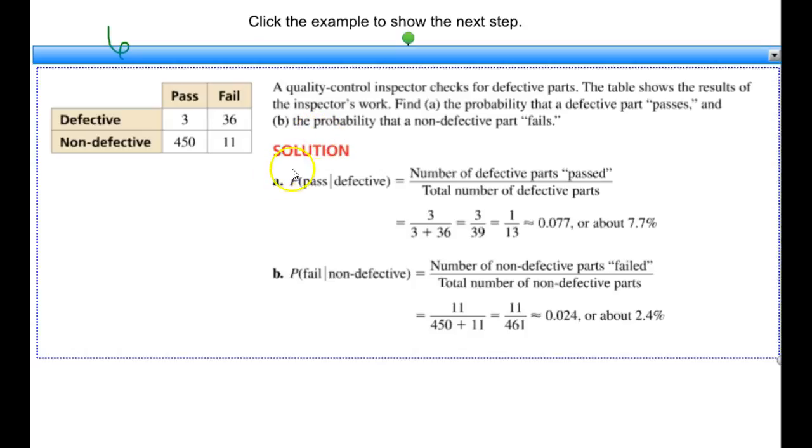So I always want to look at specifically what pieces of data I am looking at and which pieces of data I am comparing, right? Because I'm not comparing everything in this whole chart to each other. First, I'm just looking at the defective parts, and then I'm just looking at the non-defective parts. I could also be asked just about the parts that pass, or just about the parts that fail, or I could be asked about the entire thing. So it really depends on what I'm looking at here.